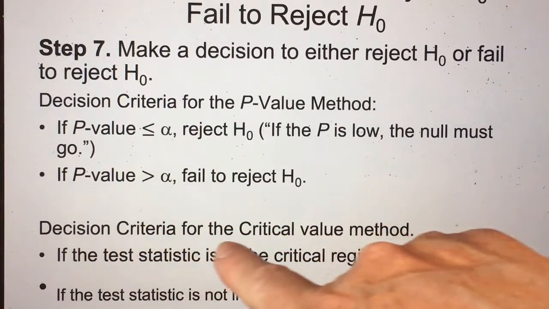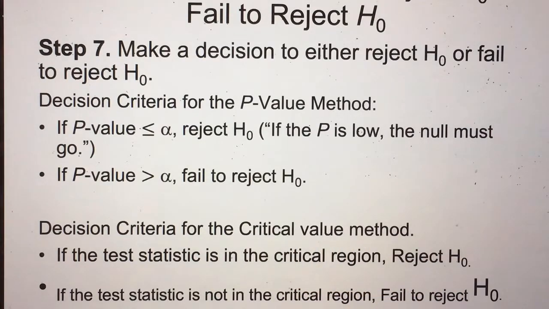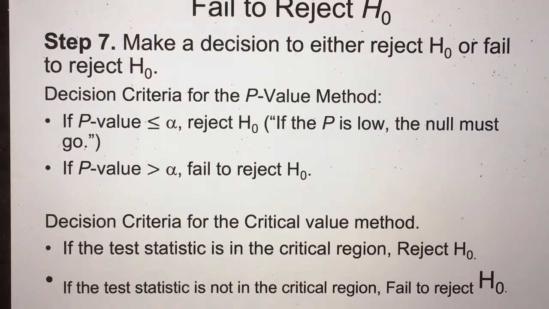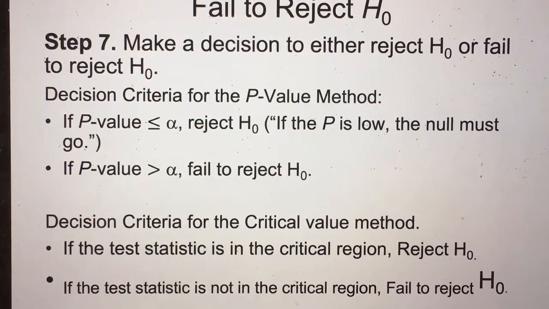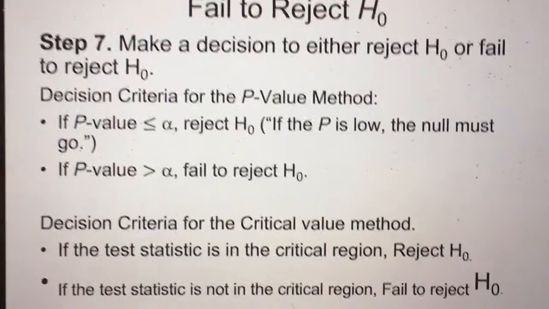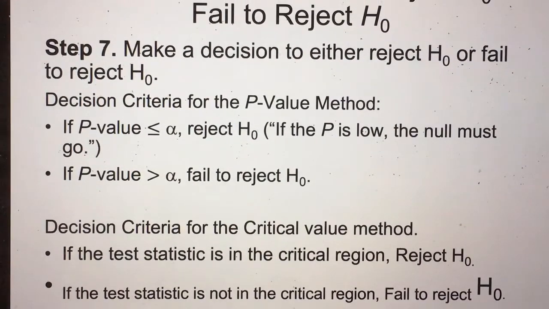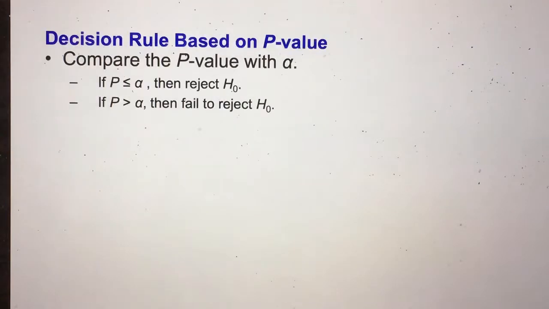So the decision criteria for the critical value method: if the test statistic is in the critical region, reject H sub O. If the test statistic is not in the critical region, then we fail to reject the H sub O. And it's as simple as that. So those are our two criteria that we're going to see some examples about shortly.